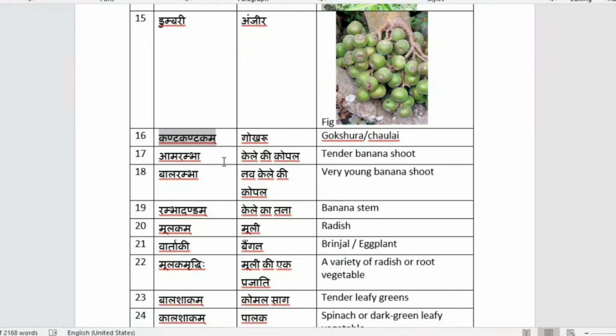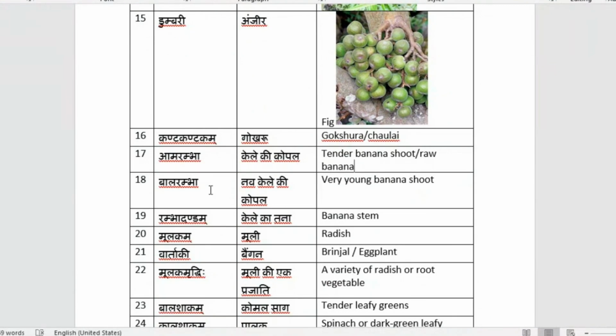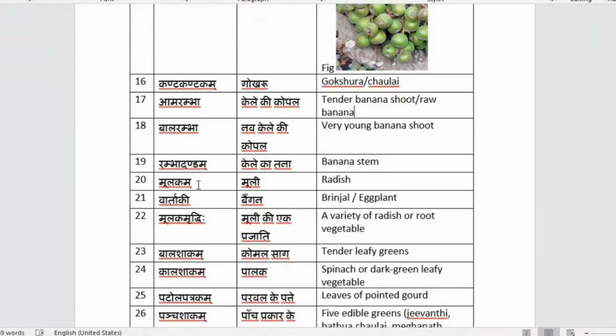Then is Amrambha. That is a tender shoot, banana shoot. Tender banana shoot. We can say even kacha kela, as we say, raw banana. Okay, that is also the translation that is there. Then is Balarambha. Balarambha means a very young banana shoot. Then is Rambha Dandam. That means the banana stem. The stem of the banana is called dand, as we say, kele ka dand.